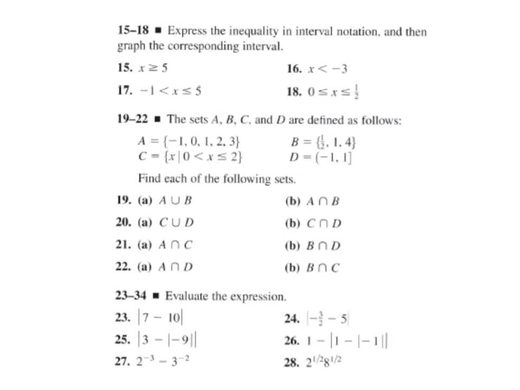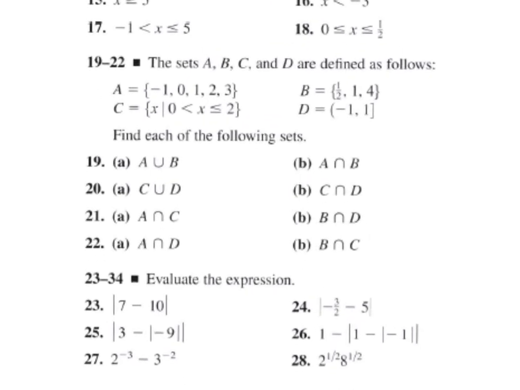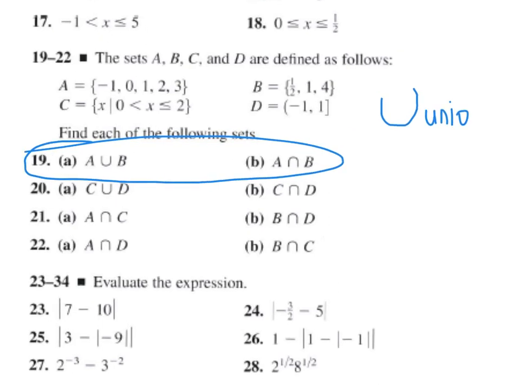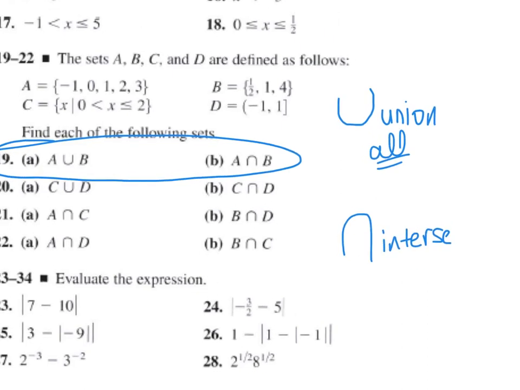You guys know how to graph. We don't have to do those. I'm going to do 19 here. I'll work them all out and post this up, but I'll just do one of these. We need to remember, this sign means what? Union. That means I want all of it. All. I want all the stuff from A and I want all the stuff from B. This means what? Intersection. What do I want here with intersection?